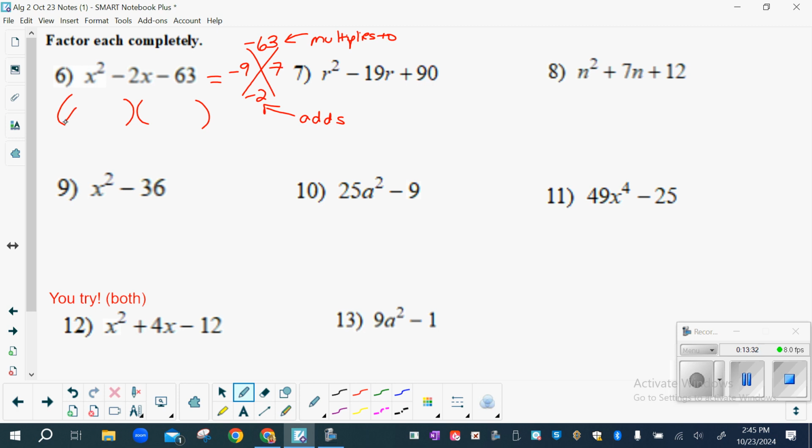X. So x times x, and then we're going to put a negative 9 and a positive 7. And that's our answer there. Could I have switched these two numbers, the negative 9 and positive 7? Yes, because it's multiplication. It doesn't matter what order we multiply something, we still get the same answer.